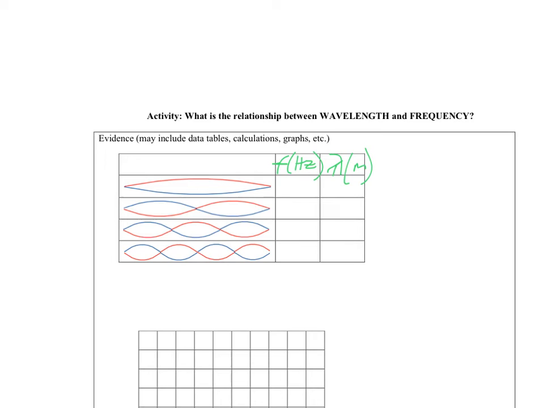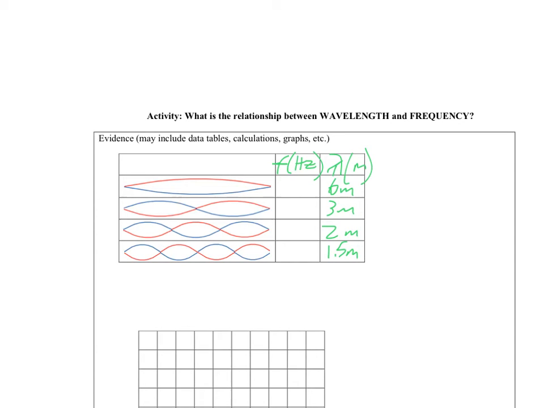All right, actually this worked out pretty much identical to the do now, because what we did was we made the distance between the partners the same. We made it 3 meters. So for this first one here, the wavelength was 6 meters. This one was 3 meters, 2 meters, and 1.5 meters.